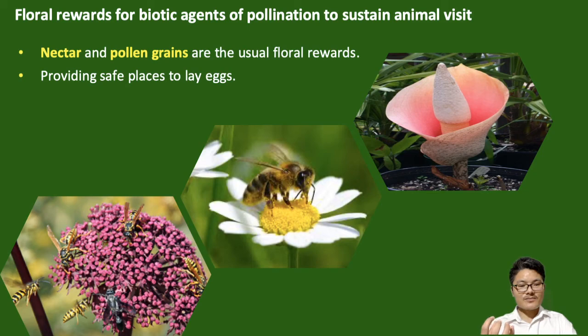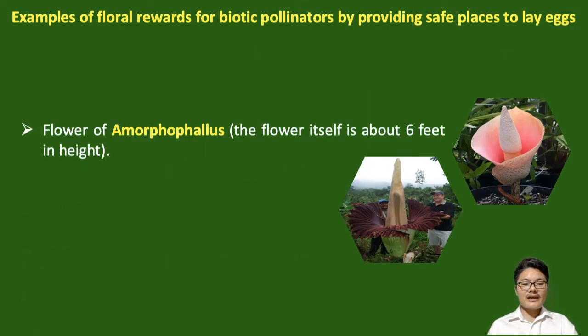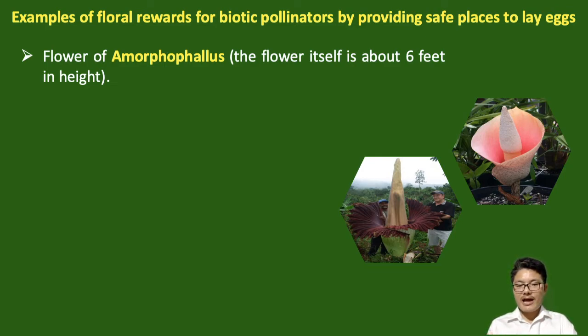Usually big flowers provide a safe place for the insects to lay eggs. For example, we have the Amorphophallus flower, which is very large, about 6 feet, as you can see from the man standing near it. Being large in size, they provide insects and animals a safe place to lay their eggs. So the Amorphophallus flower is an example of flowers providing a safe place to lay eggs.